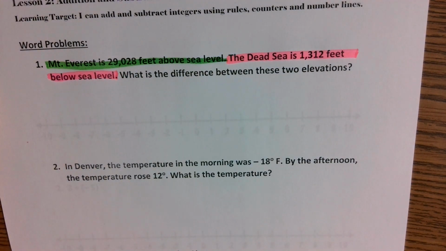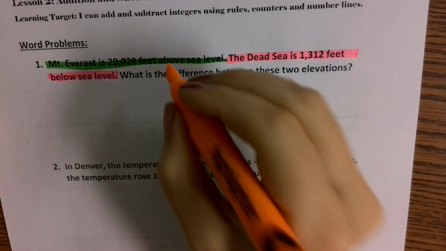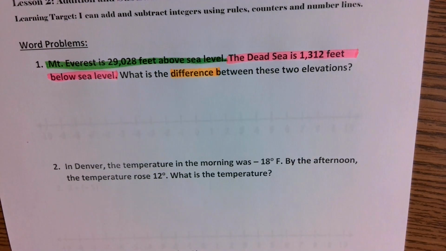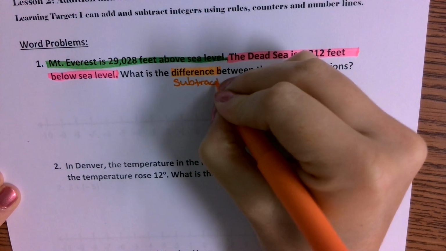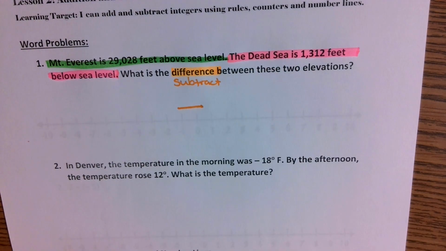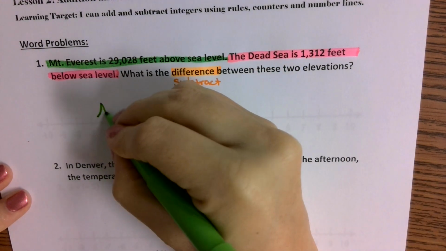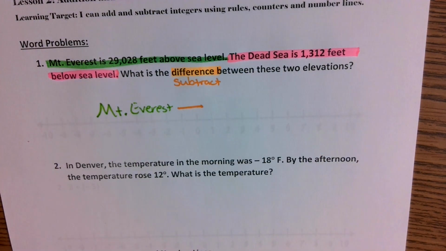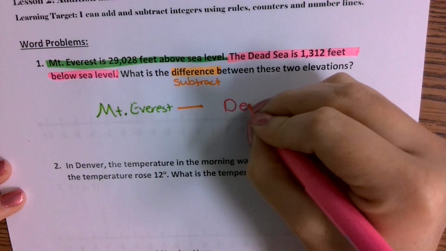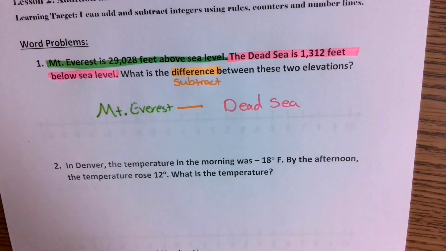So the Dead Sea is below sea level. That makes it negative. Now, we have an operation term. There is a term up here that is indicating an operation. That term is difference. What operation does the word difference mean? Asher? Subtraction. So I'm going to go ahead and write down that this is supposed to be a subtraction problem. So I'm going to be subtracting Mount Everest minus the Dead Sea.